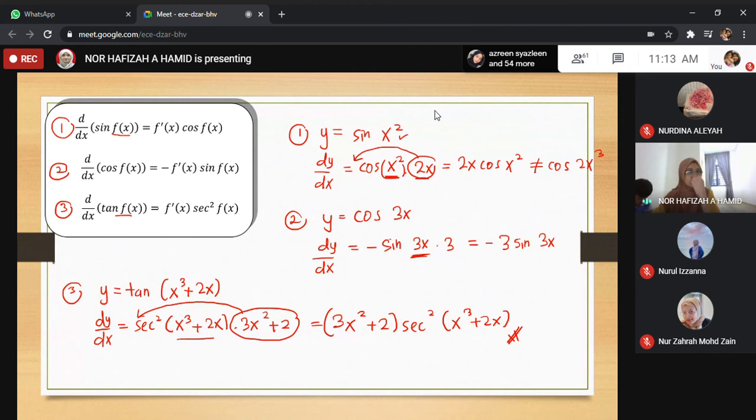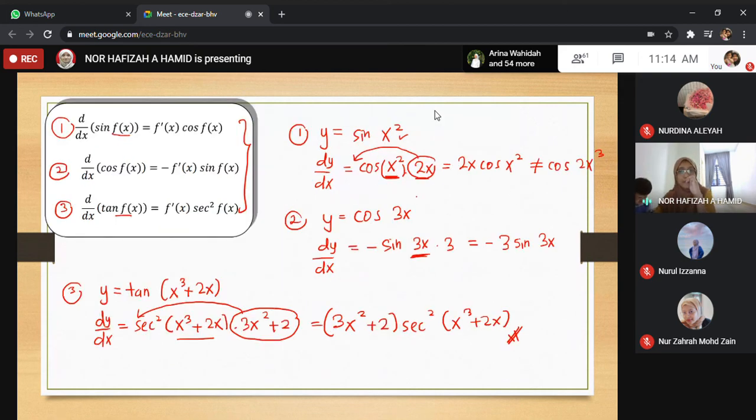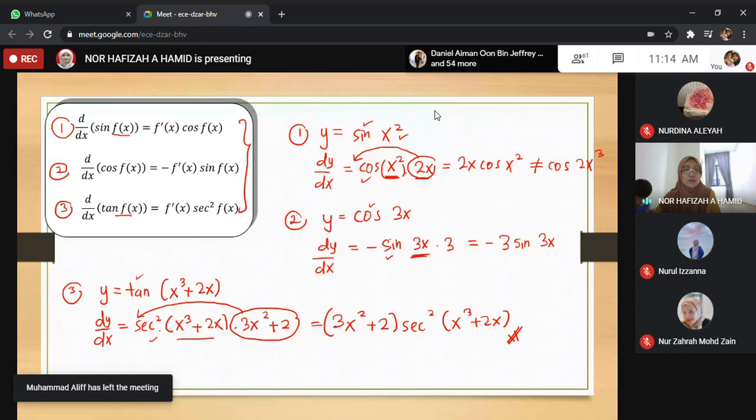Actually, if we want to memorize these 3 formulas, you only need to memorize the basic ones. The basic is also the same: you have function y equal to sin x, you will get cos x. Differentiate x, you will get 1, so you will get cos x only. So the concept is the same as this. Remember, differentiate sin gives cos, differentiate cos is negative sin, and differentiate tangent is secant square.